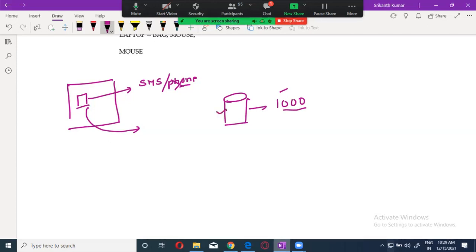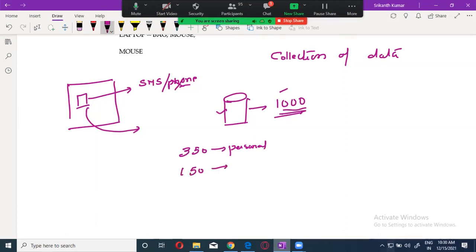Now, what is this? They are collecting the data, right? Collection of the data over here. Now, just say that you have around 350 very personal SMSs, very, very personal, that are very important for you. The second one is around 150 that are junk. Junk means the recommendations. They will say buy the plot, buy the insurance, and all that junk.